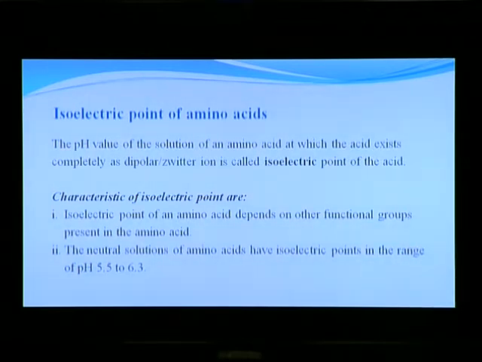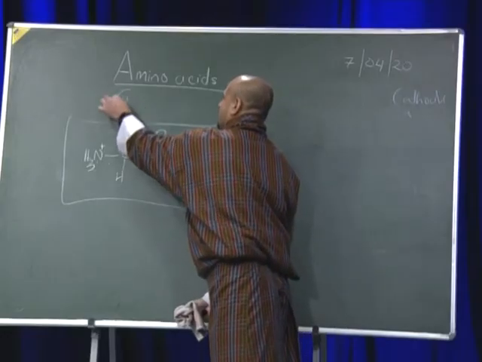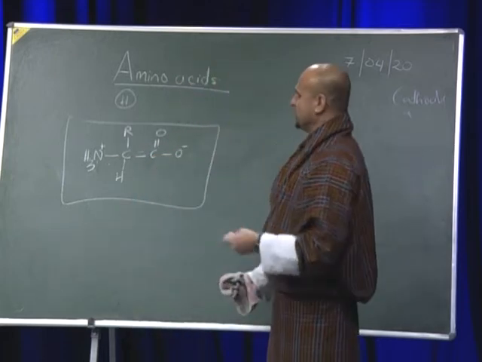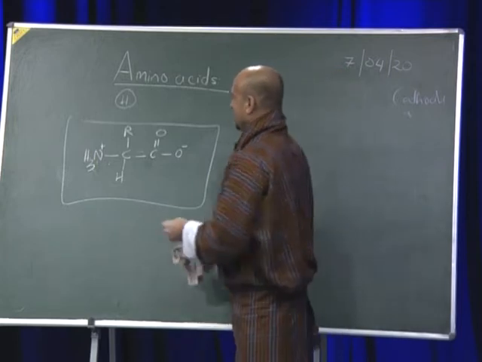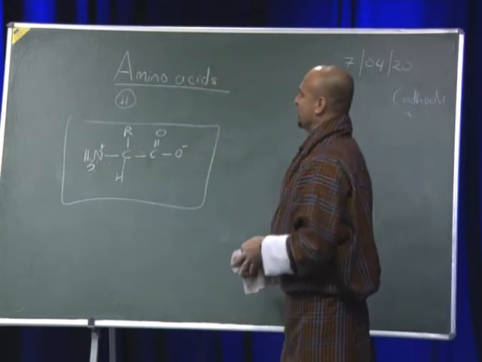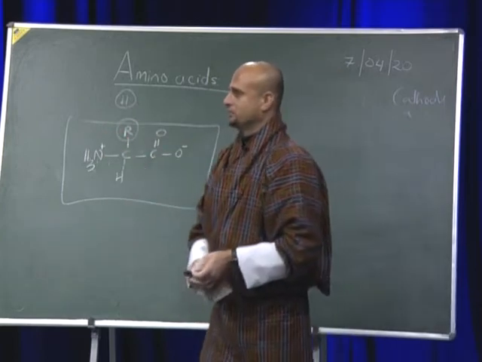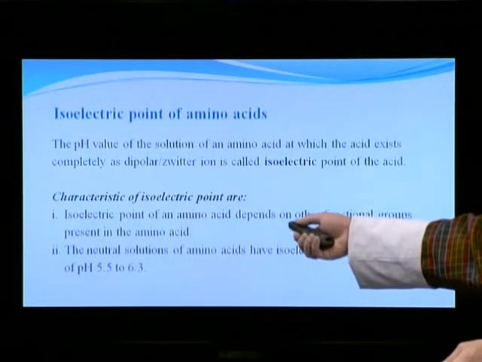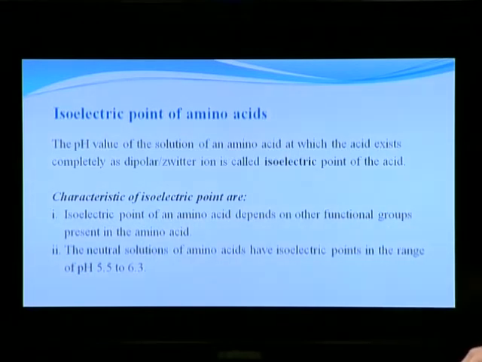Now some of the characteristics of isoelectric points are, number one, the isoelectric point of an amino acid depends on the functional group. As I explained earlier, this R can be anything, starting from H in glycine. As you go to alanine, it will be CH3. Then you go to leucine, C4H9, it increases. Now, the isoelectric point of any amino acid will depend on this functional group, R here. And second point, the neutral solution of amino acids has an isoelectric point in the range of 5.5 to 6.3.